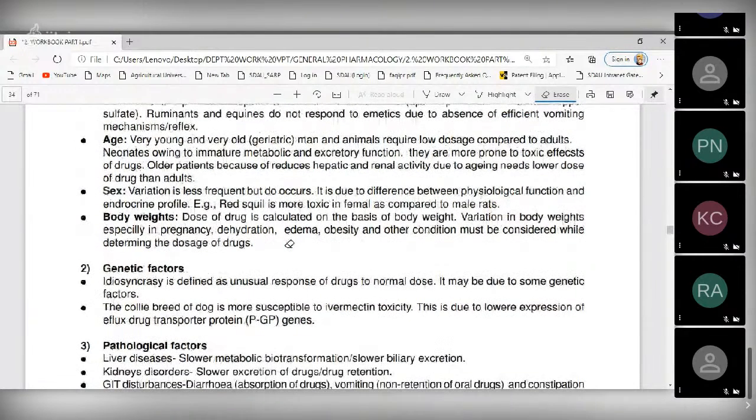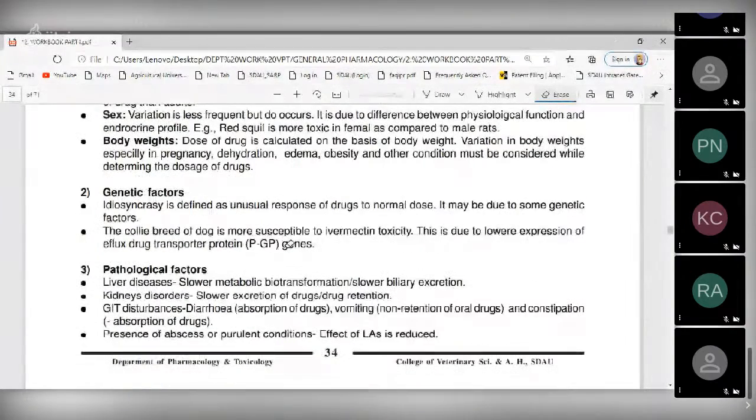Another factor is age. Very young and very old men and animals require a low dose, because in very young neonates, the newborn animals, the hepatic microsomal enzyme system is not so mature and functional. So if you expose these individuals to a particular dose, there will definitely be more toxic effect. Similarly, in older age there is a loss of hepatic efficiency, a loss of hepatic function. So in such groups, in pediatrics as well as in geriatrics, you have to lower the dose, because they are more prone to toxicity.